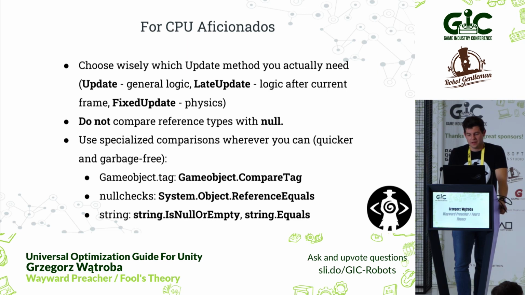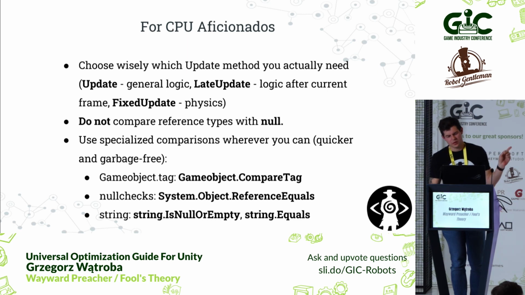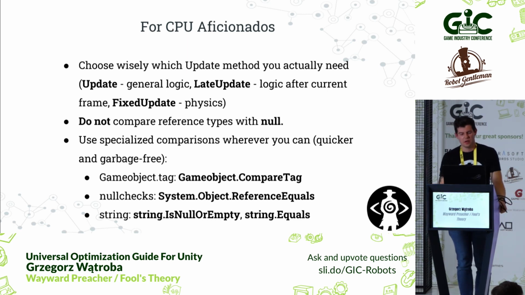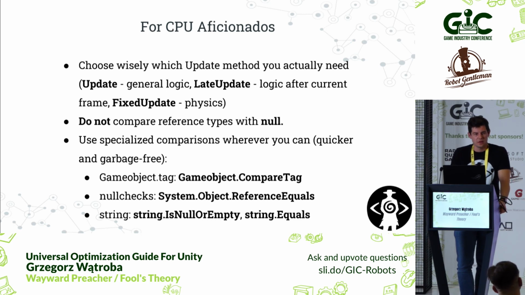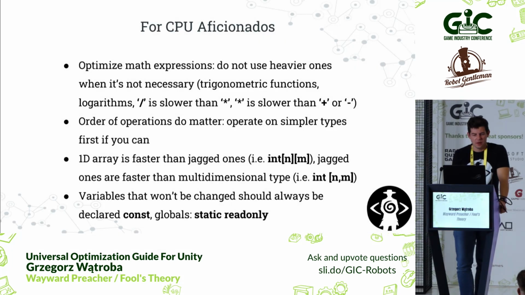If you're feeling fancy with CPU, then those things are important but show their worth mostly on a bigger scale. So try to not compare directly with null. Use comparers that were prepared by Unity. Choose wisely your update methods. Optimize math expressions. Take notice how you create math expressions. Instead of dividing a float by 2, for example, multiply it by half, right? So it's a cheaper operation.